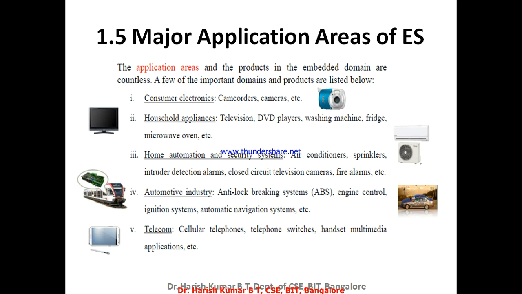Many are there. You can make a huge list of household appliances that are using the embedded systems. And home automation and security systems also. Air conditioners are there, home automation, and the smart lights are also there.